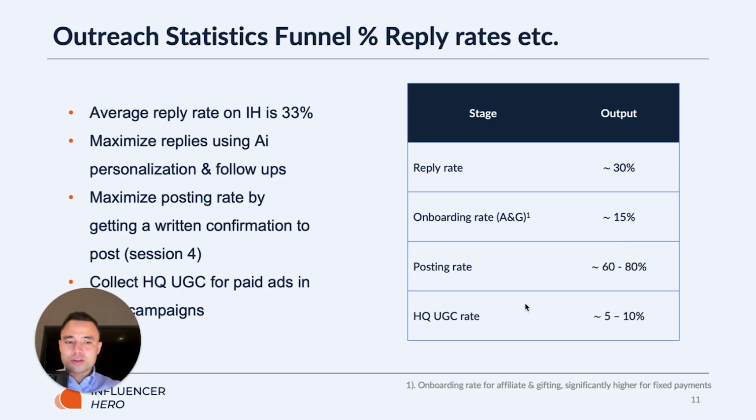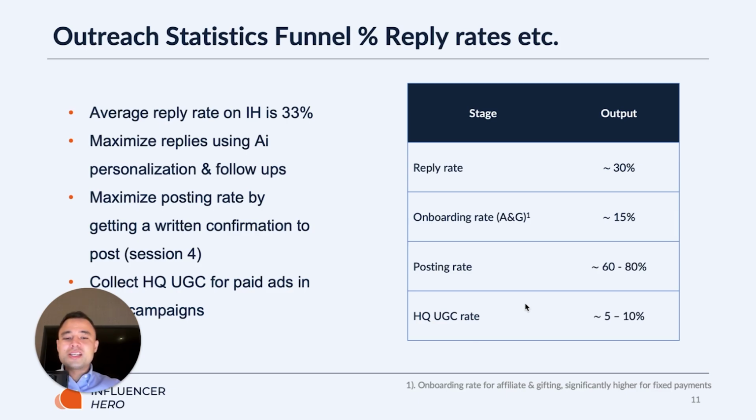Then high quality UGC rate. This is also for affiliate and gifting campaigns. Again, if you use fixed payments, this is a lot higher. But if you're not paying them, you will get a wide variety of different creative assets. What's funny to see is that some influencers just make a picture of the product and they post it. But there will be some influencers which really go the extra mile. We have seen people which make an entire shoot in their creative studio, slow motion, video editing.